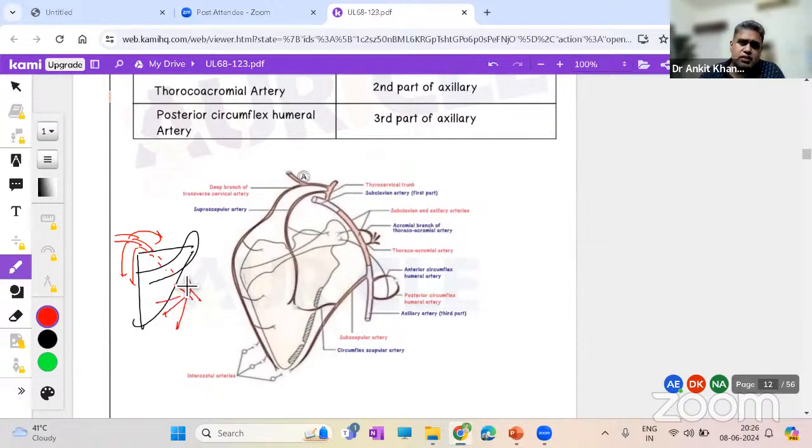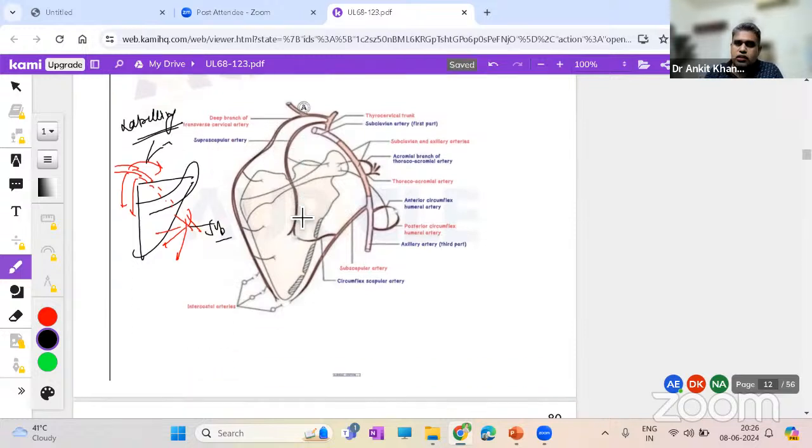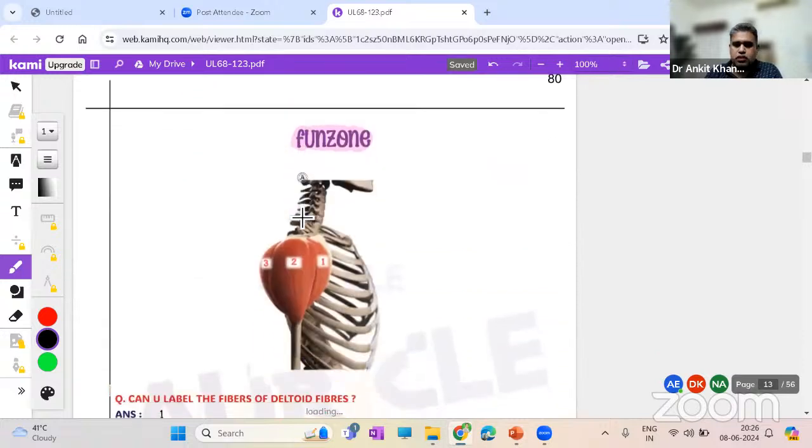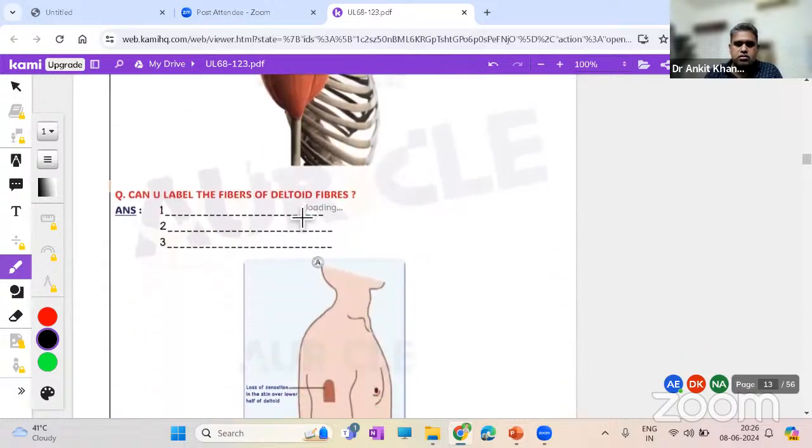Simple as that. The point over here is the branches need not be very beautiful. The point is the labelings which you are going to do have to be correct. That's the only thing. Suprascapular artery should be from here and subscapular artery should be from here. Obviously, this labeling should be correct. So once you know a bit of theory, diagrams can be made. So let's see some of the questions over here.